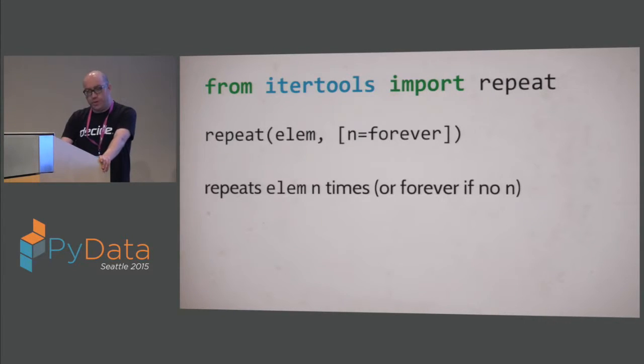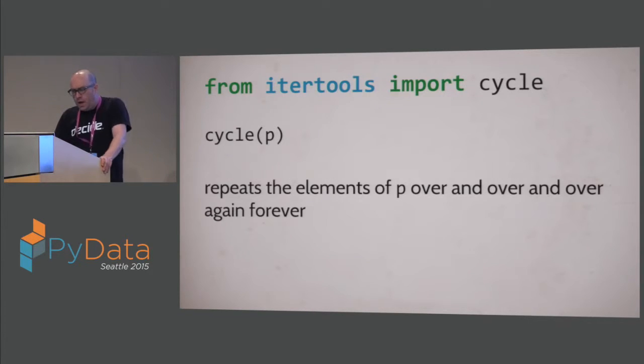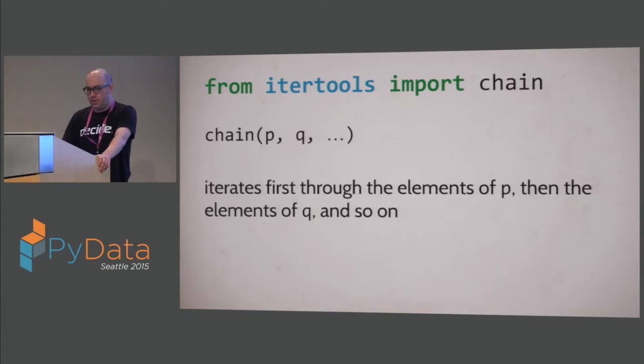There's also repeat. Repeat is really simple. It repeats a fixed element a certain number of times or forever. So if you call repeat 0, that's just 0, 0, 0, 0, 0 forever. There's cycle. Cycle takes something that looks like a list, and it just cycles over the elements. So if you pass in 1, 2, 3, it'll give you 1, 2, 3, 1, 2, 3, 1, 2, 3. And that can be useful in a few situations.